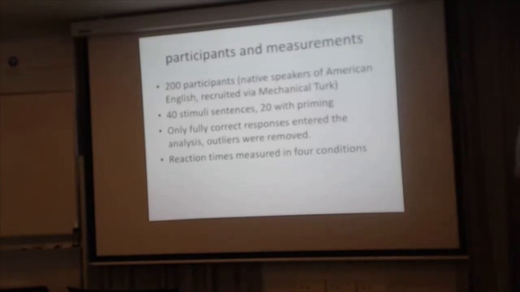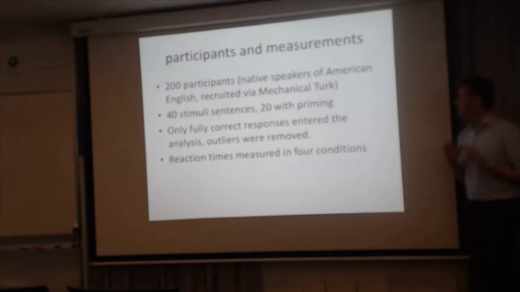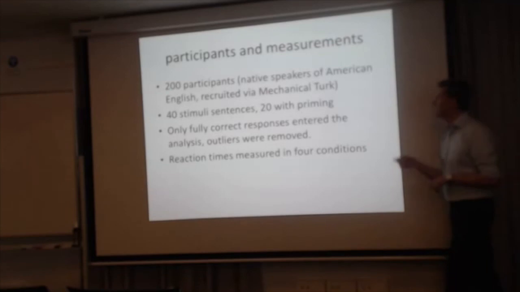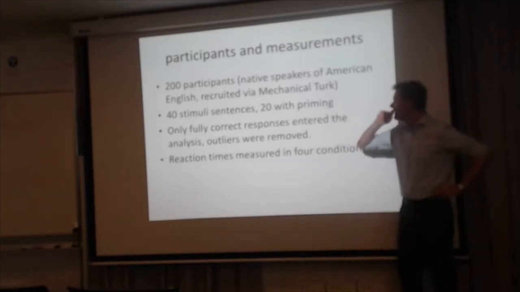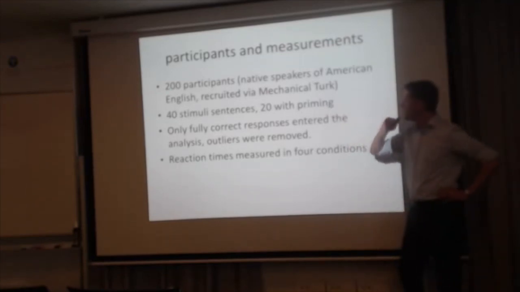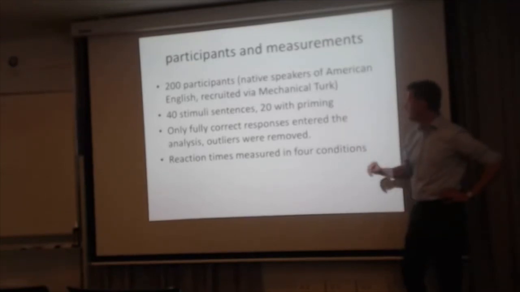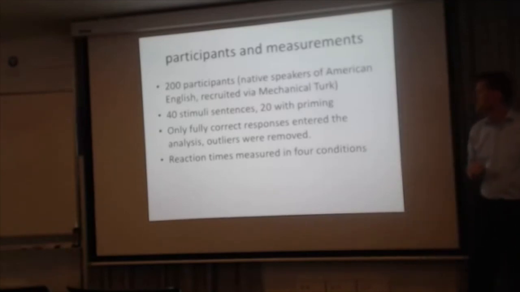For the study, we recruited 200 participants, native speakers of American English, via Amazon's Mechanical Turk platform. Every participant saw 40 stimuli sentences, half of which had some priming relation in it. We only analyzed fully correct responses. We removed outliers, and we measured reaction times in 4 conditions that I'm going to explain to you.